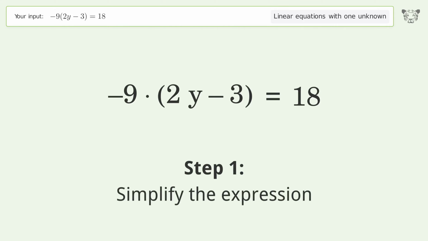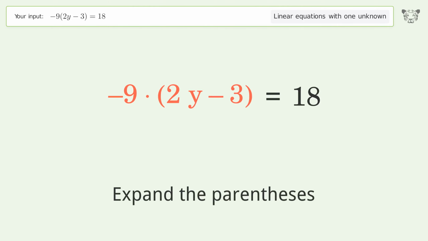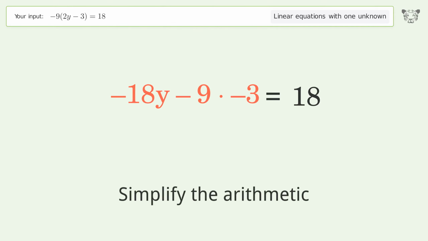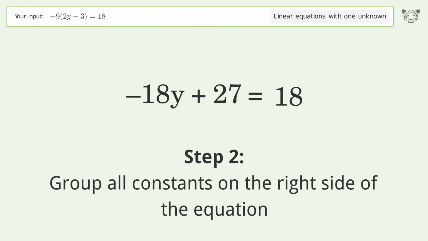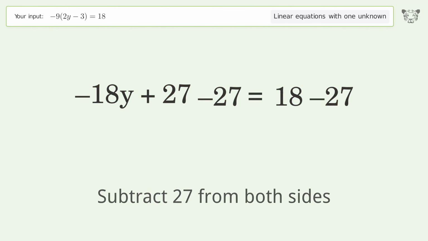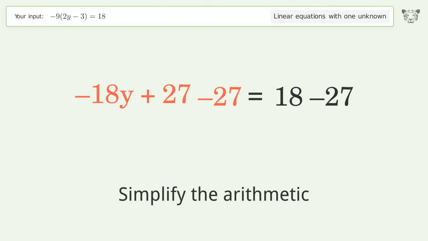Simplify the expression. Expand the parentheses. Multiply the coefficients. Simplify the arithmetic. Group all constants on the right side of the equation. Subtract 27 from both sides. Simplify the arithmetic.